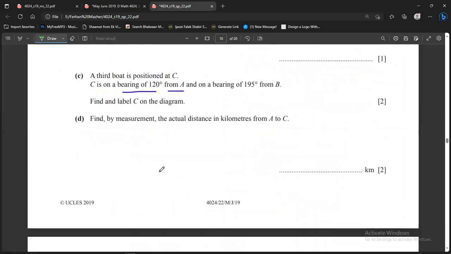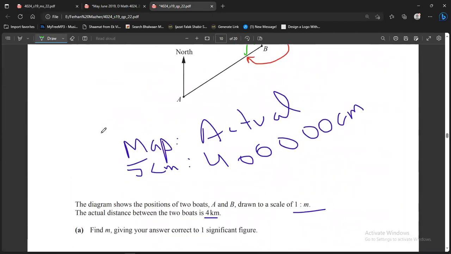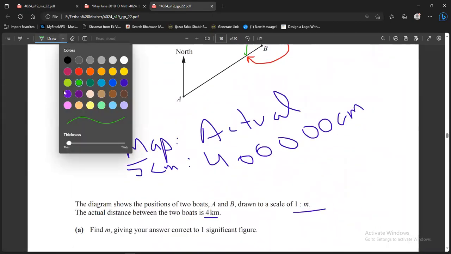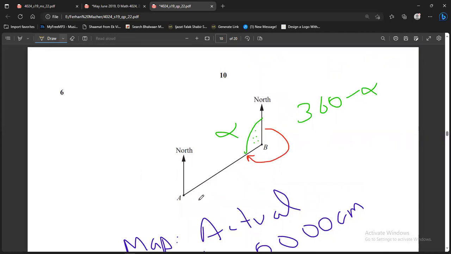He says, a third boat is positioned at C. C is on a bearing of 120 from A and on a bearing of 195 from B. Find and label the C on the diagram. Okay. So I know the bearings, let me show you. From A, I will take the bearing of 120 from this north clockwise. So I will draw a line like this.